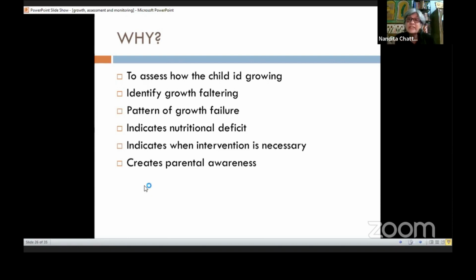It definitely indicates a nutritional deficit, and it is also used to help create parental awareness, because it's in black and white. It's something showing on a chart which we can show the mother. Look, your child's health was improving well. Now it's coming down. So these are all the answers to why growth monitoring needs to be done.